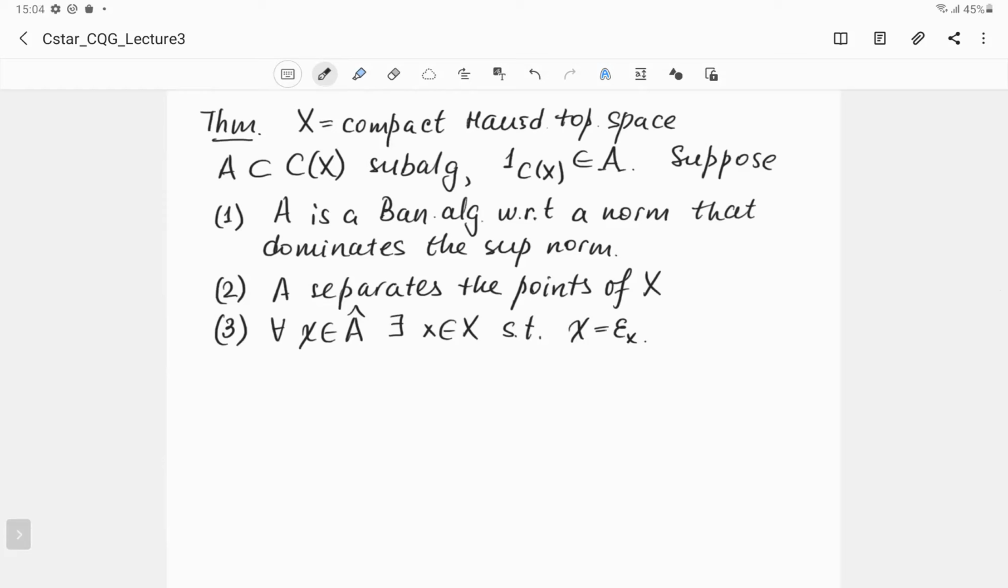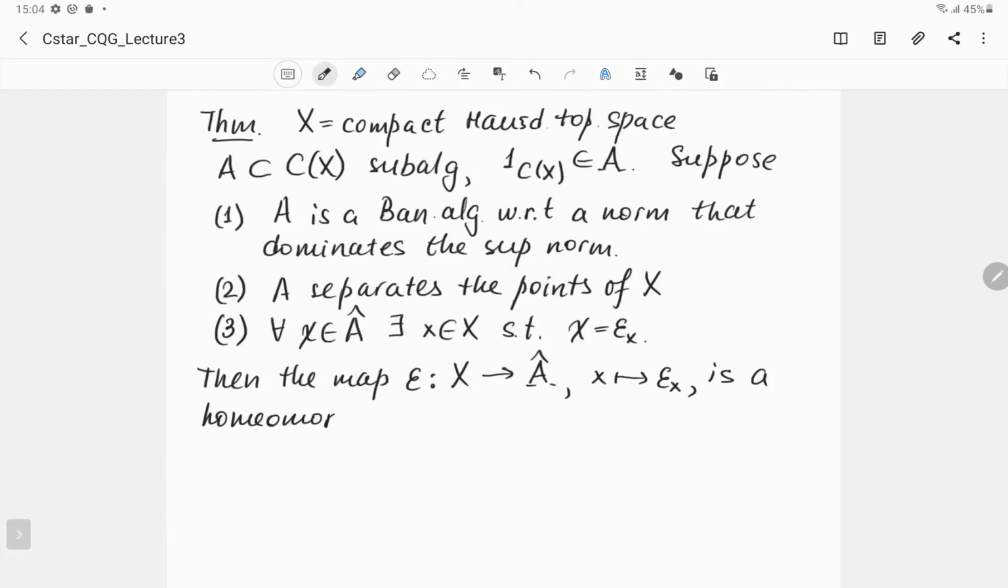In this case, I claim that the map epsilon from X to A hat, the character space, which takes each x to the evaluation character, is a homeomorphism. So the spectrum can be identified topologically with X. And moreover, the following diagram commutes.